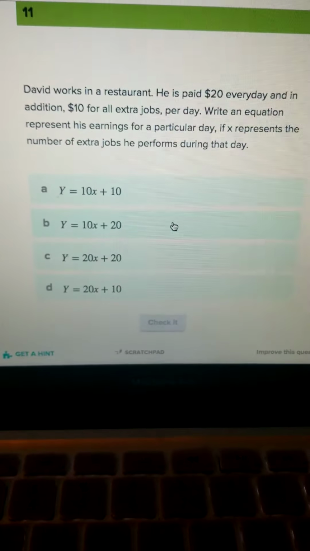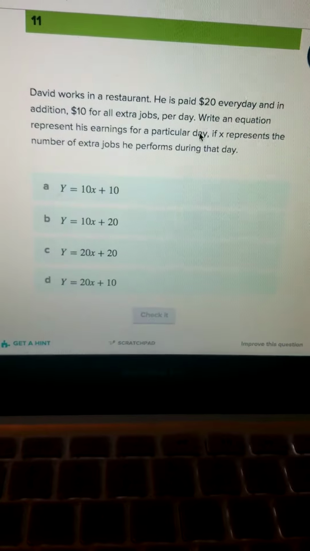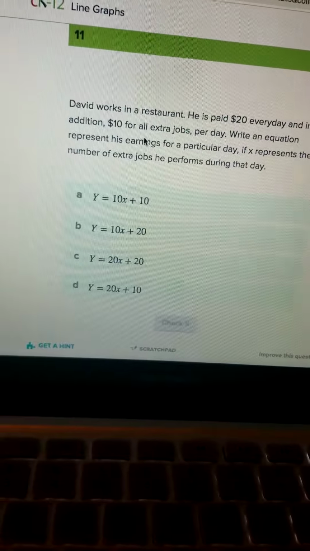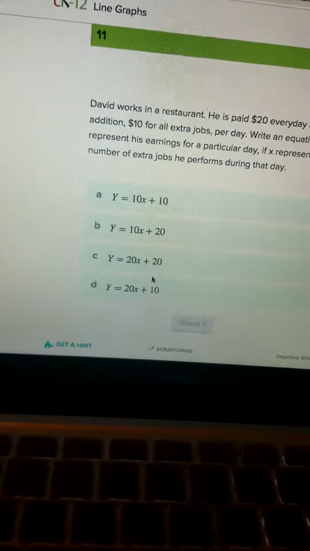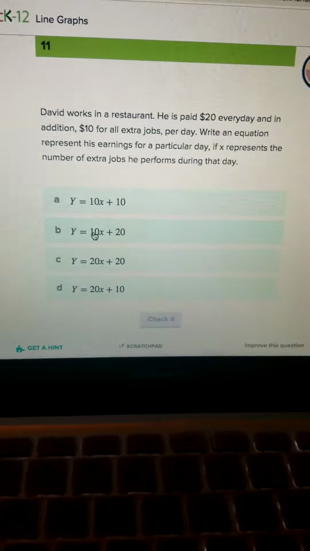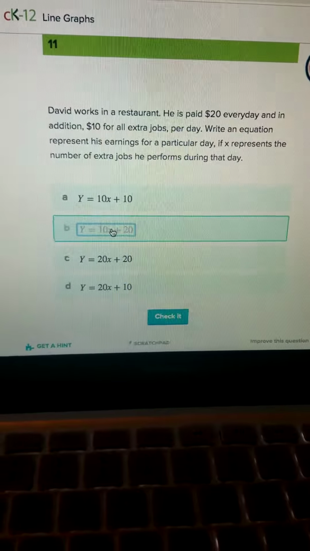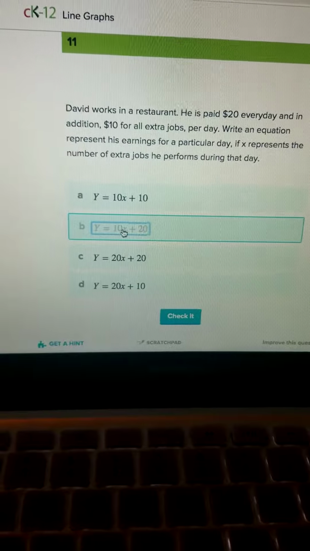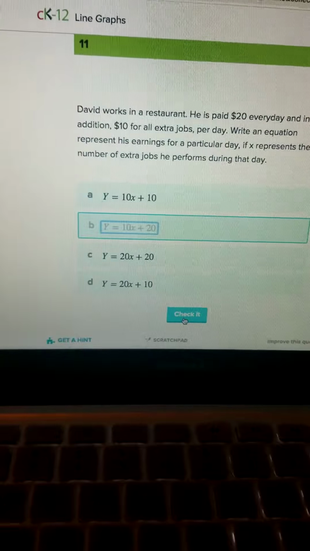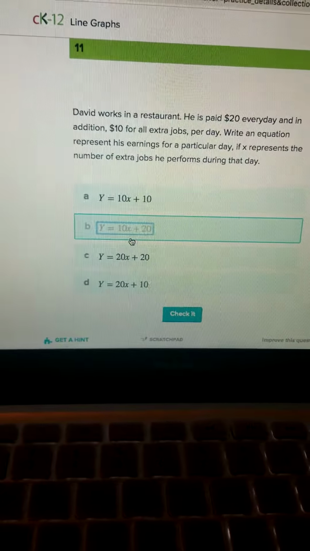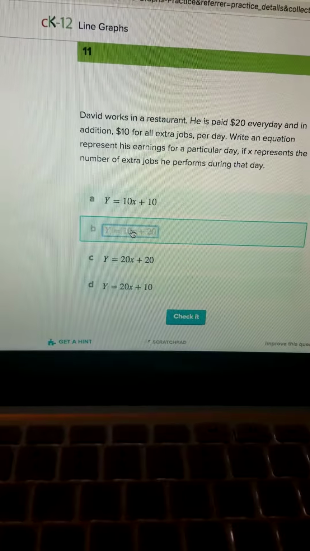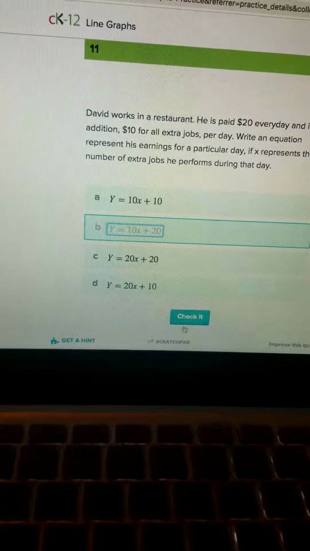All right. David works in a restaurant. He's paid $20 every day, and in addition, $10 for all extra jobs. Write an equation: $20 a day plus $10 for each extra job. That's what that X stands for, each extra job. So if he did one job, he made 30. If he did two jobs, he made 40. Three jobs, 3 times 10 is 30 plus 20 is 50.